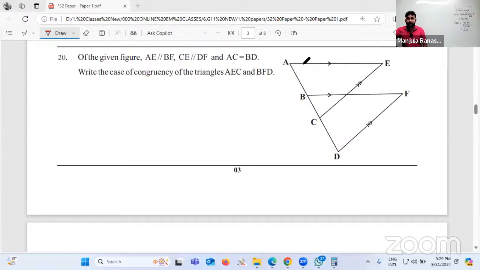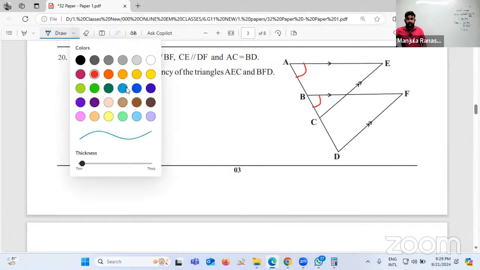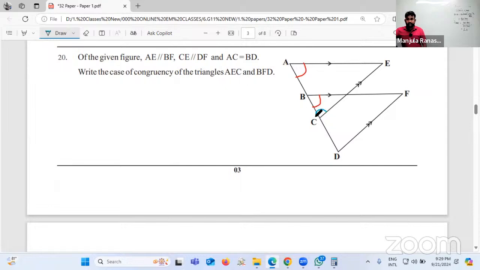Now you can write this angle equal to this angle, right? Why the reason? See the reason. A parallel to BF, then alternate angles. Sorry, not alternate, corresponding. Right. Then you can see, in a different color I marked here, this C angle here equals this D angle. Why the reason? CE parallel to DF, then corresponding angles.